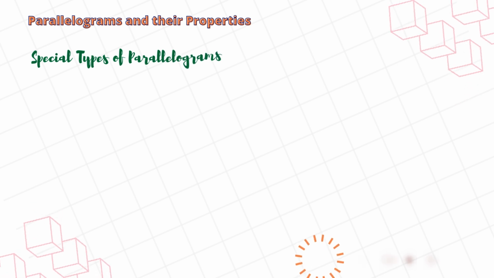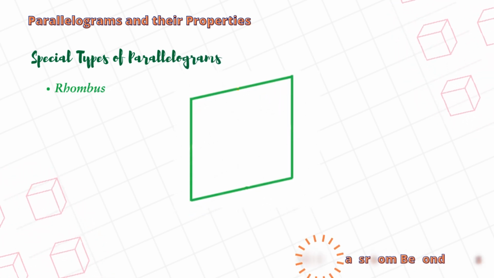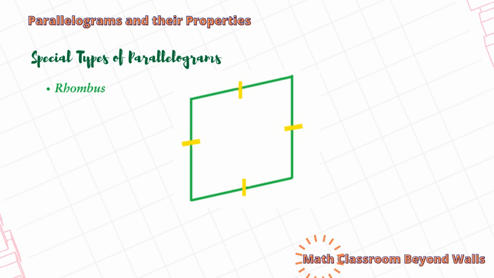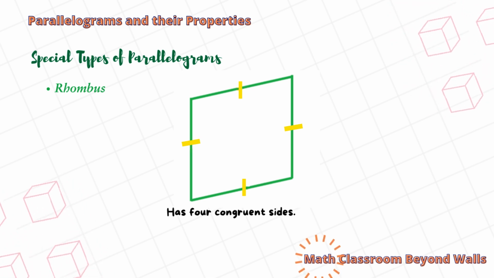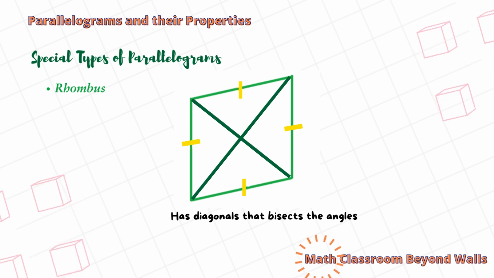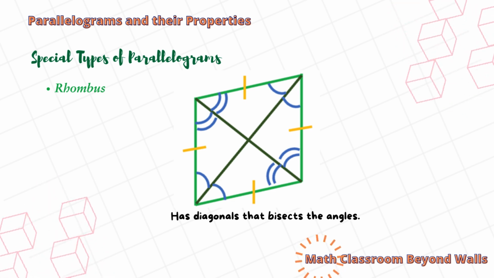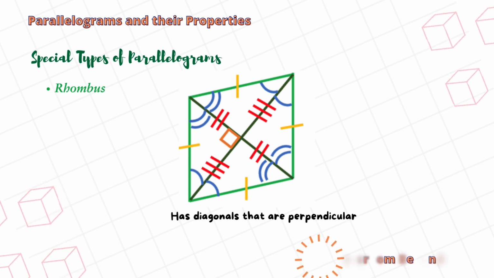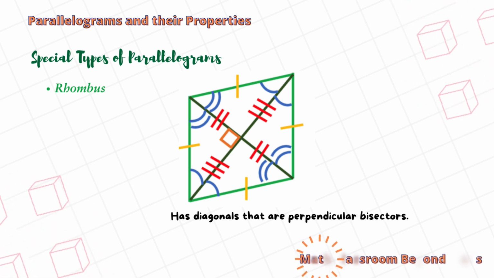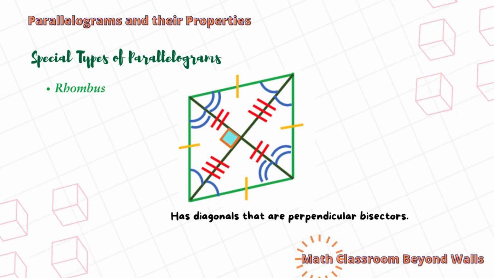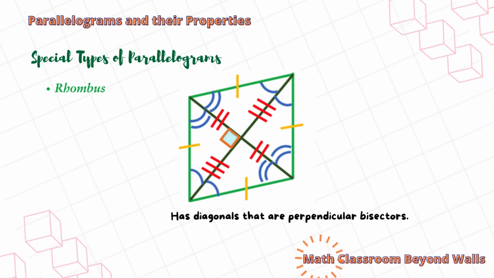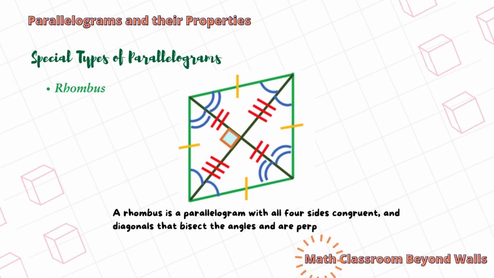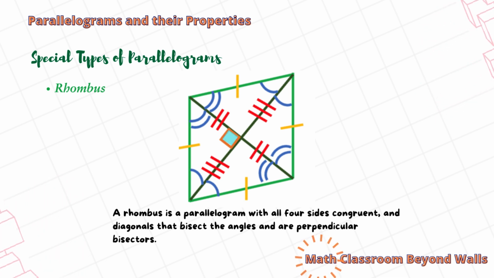Okay, so another special type of parallelogram is a rhombus. A rhombus has all the properties of a parallelogram plus, first, it has four congruent sides. Second, it has diagonals that bisect the angles. Here, every angle at the corner of the figure is divided into two equal parts. And third, it has diagonals that are perpendicular bisectors. That is, the diagonals bisect, forming right angles at their point of intersection. Thus, a rhombus is a parallelogram with all four sides congruent, and diagonals that bisect the angles and are perpendicular bisectors.